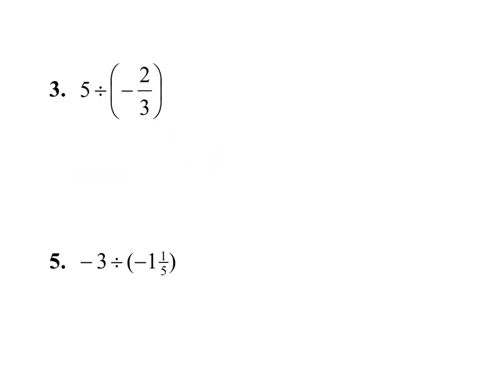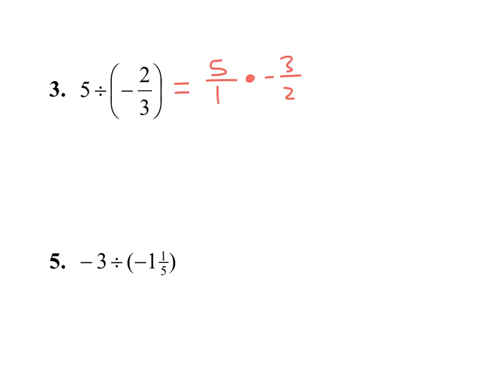Okay, for number 3, let's go ahead and set this up. So let's see, 5 divided by -2/3. We have to change our 5 into an improper fraction first. So let's go ahead and put a 1 underneath the 5. Let's go ahead and flip 2/3 to its reciprocal. So it's 3/2, and it's still negative. And then when we flip the second fraction to its reciprocal, the division becomes multiplication.